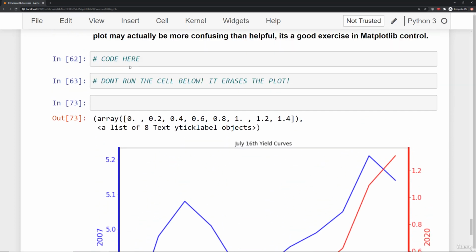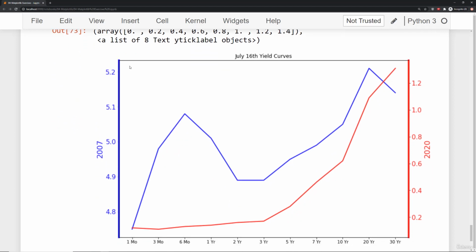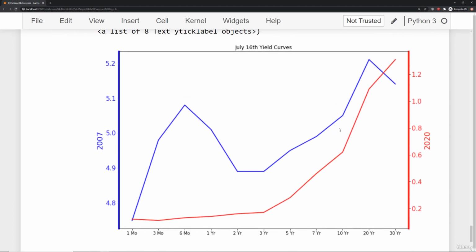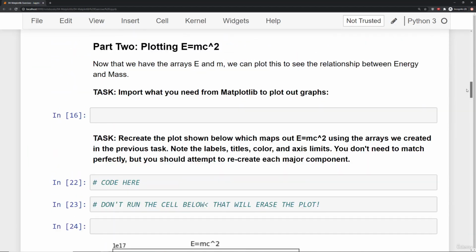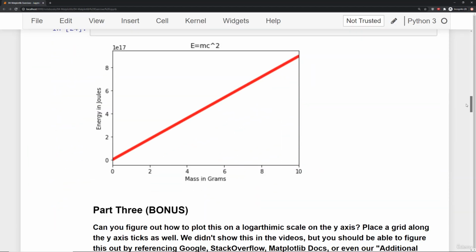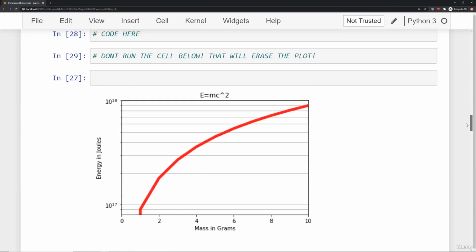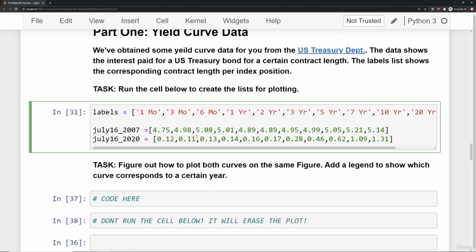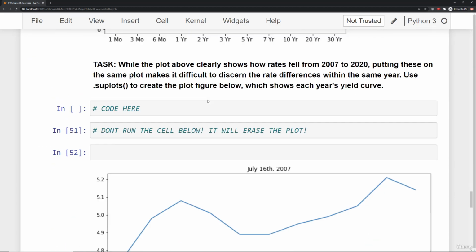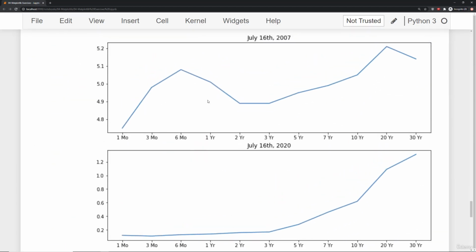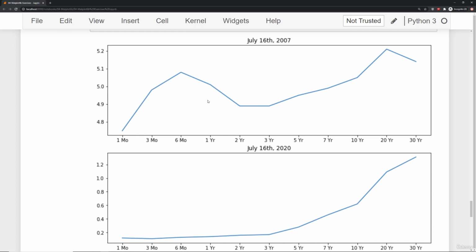Okay, and again, this is a bonus task in the same way that the logarithmic plot was a bonus task. So don't feel bad if you can't figure out this bonus. But overall, what you should be able to do is plot out E equals mc squared for some arbitrary mass values, and then take in these data points for the yield curve, and plot them out like this, both together, and plot them out separately. As long as you can accomplish those two things, you should be good to go.